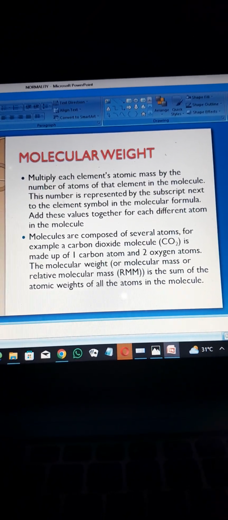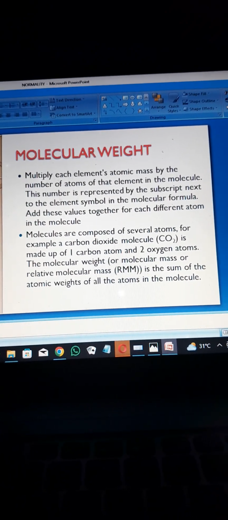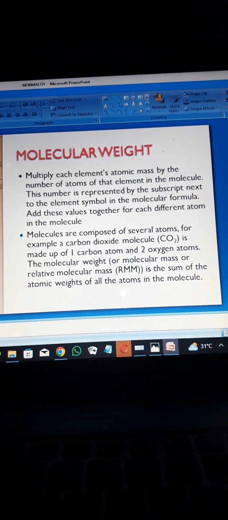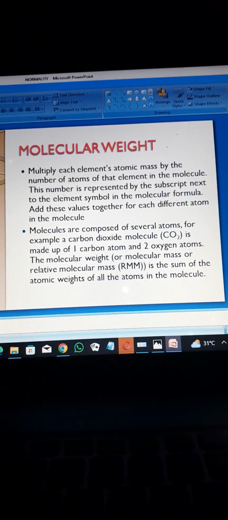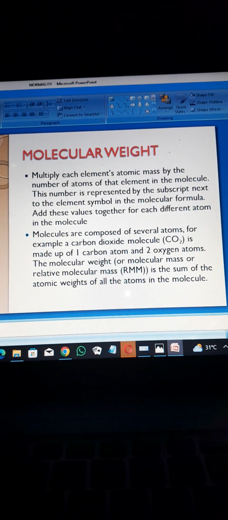Let us take an example. Molecules are composed of several atoms. For example, carbon dioxide is a molecule. Its formula is CO2. It is made up of 1 carbon atom and 2 oxygen atoms.